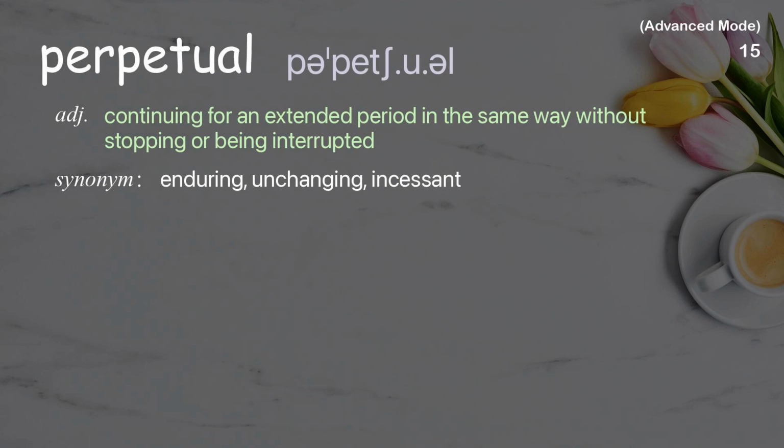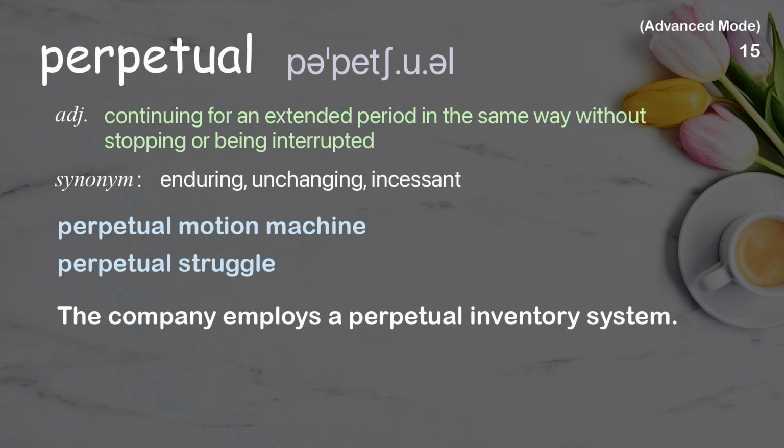Perpetual. Continuing for an extended period in the same way without stopping or being interrupted. Examples. Perpetual motion machine. Perpetual struggle. The company employs a perpetual inventory system.